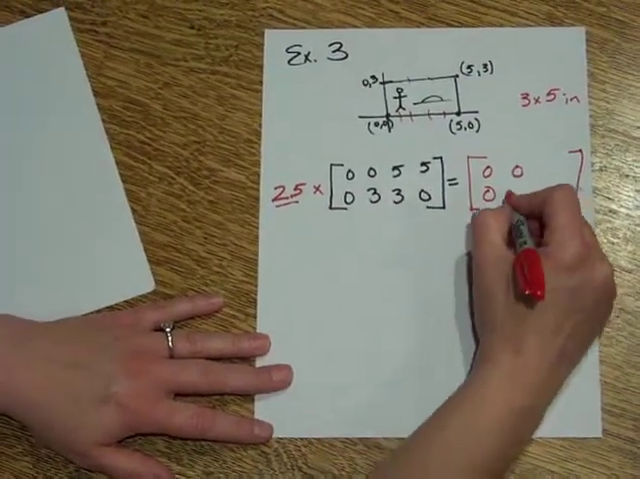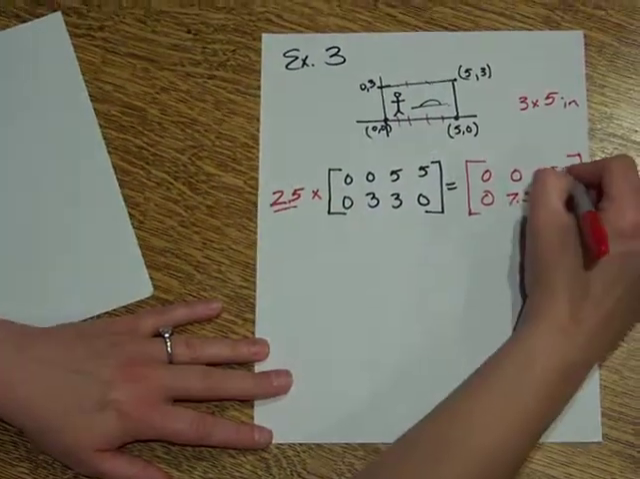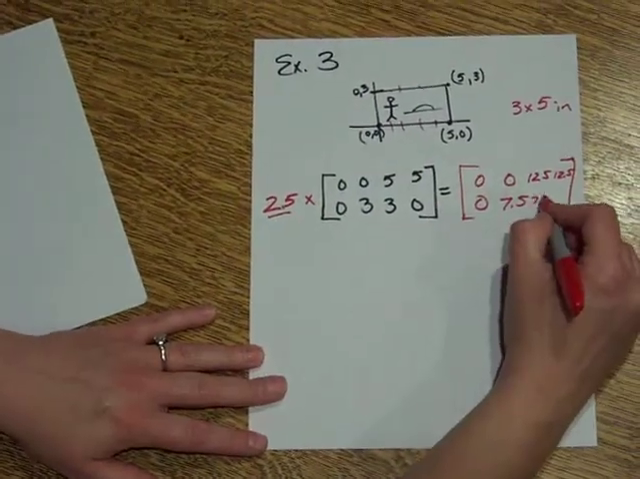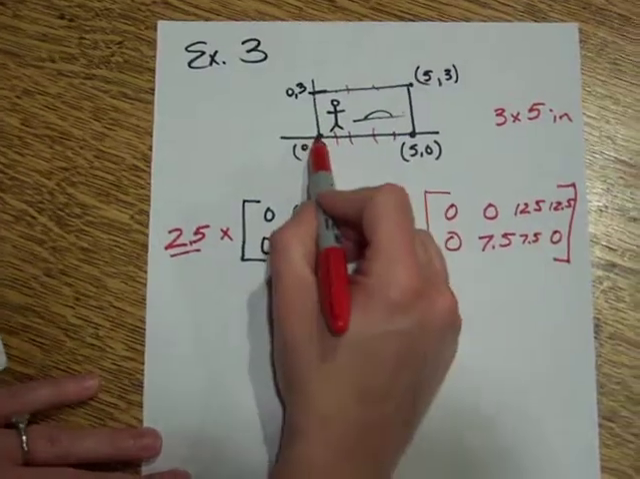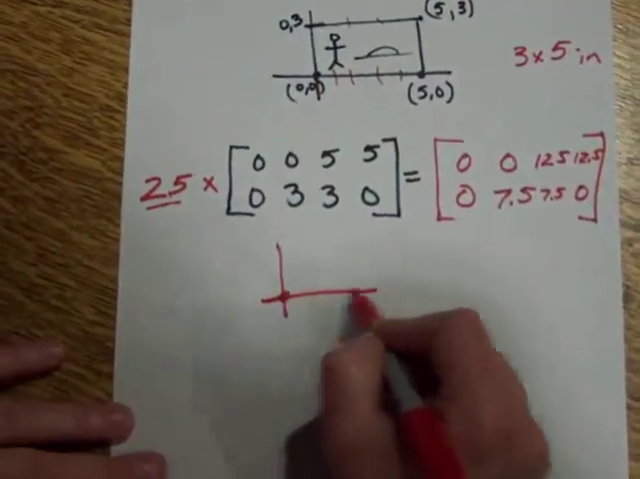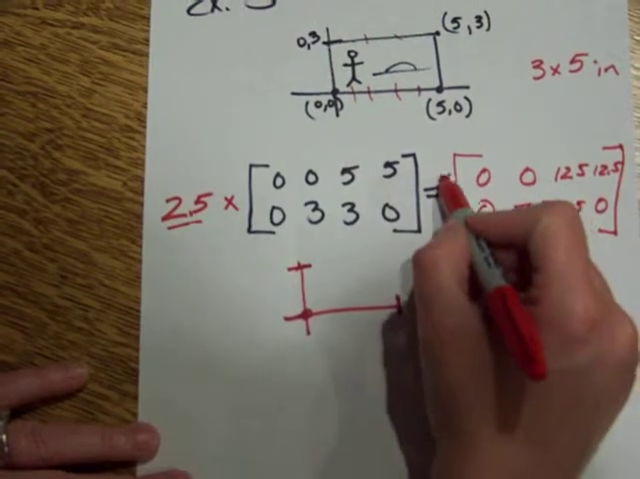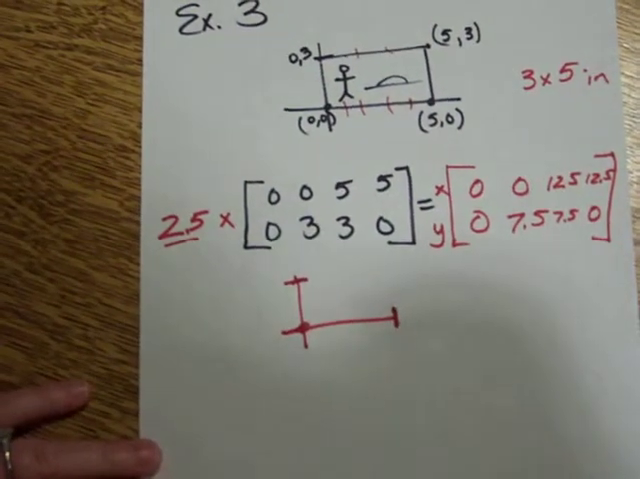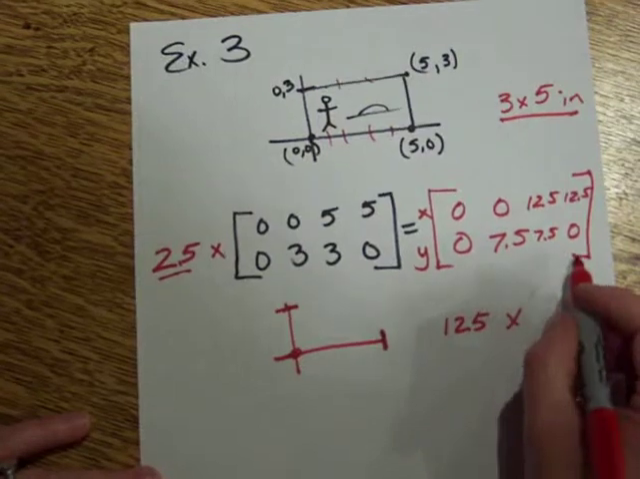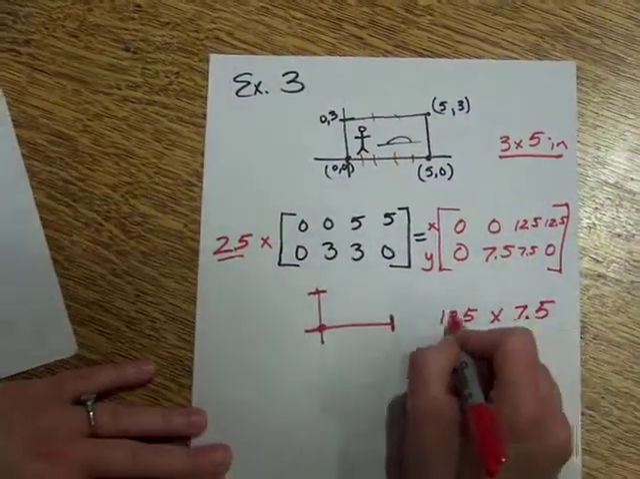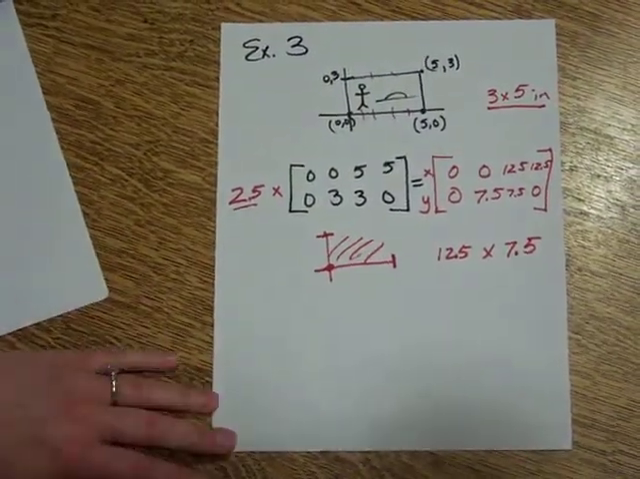Very simple at first. 0, 0, 0. 3 times 2.5 gives me 7.5. 2.5 times 5 gives me 12.5. 12.5 and 7.5 and 0. I can see here that my coordinates, starting here at my origin, going over 12.5, going up 7.5, this is my X, this is my Y, that the coordinates for this would be 12.5 by 7.5.